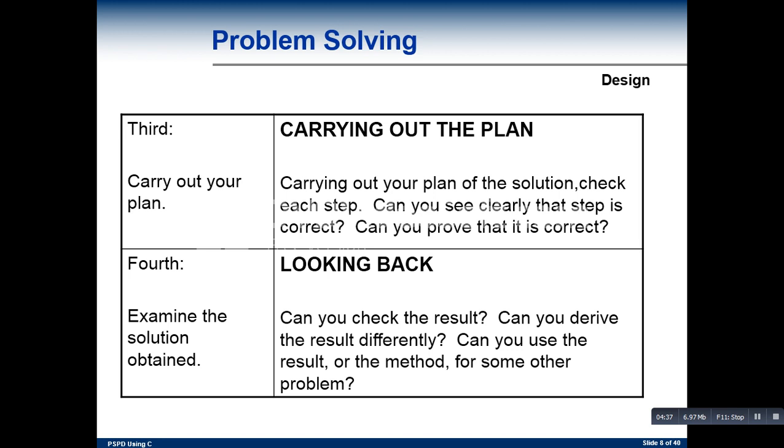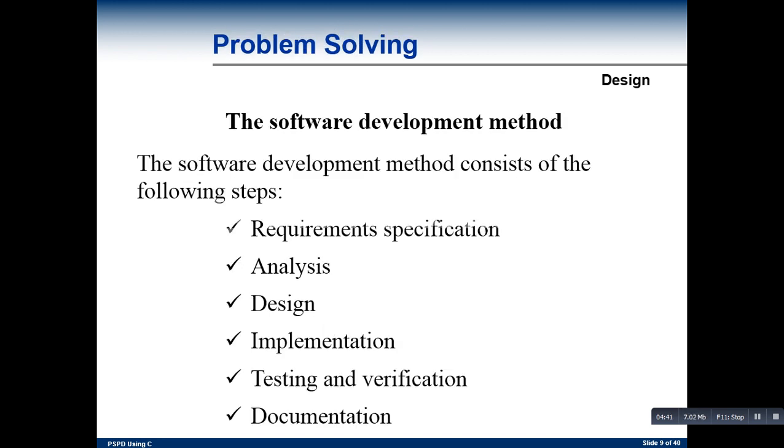Now the software development method. The software development method consists of the following steps: requirement specification, analysis, design, implementation, testing and verification, and the last one is the documentation.